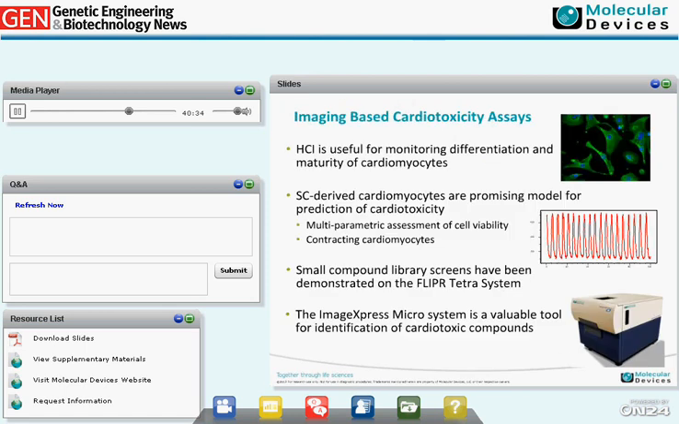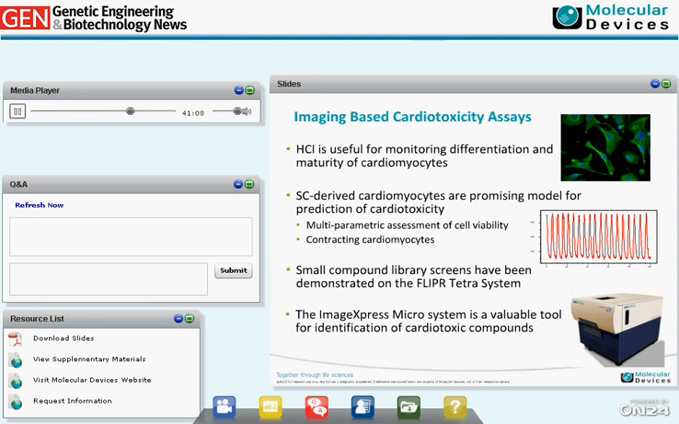So in summary, I'd like to just reiterate the usefulness of high-content imaging for looking at differentiation and monitoring maturity of cardiomyocytes and other stem cell-derived models. There, as I mentioned, are a number of companies in the industry doing screens for small molecules to promote differentiation, expansion, and look for maturity of cardiomyocytes to try to improve the number of cardiomyocytes and the purity of these cardiomyocytes.